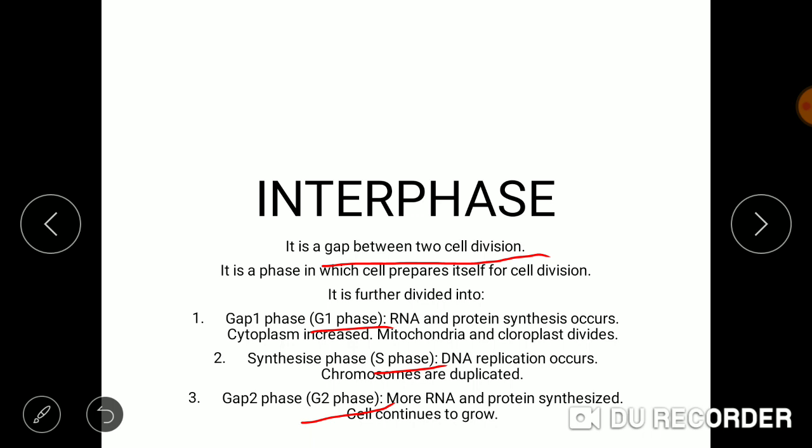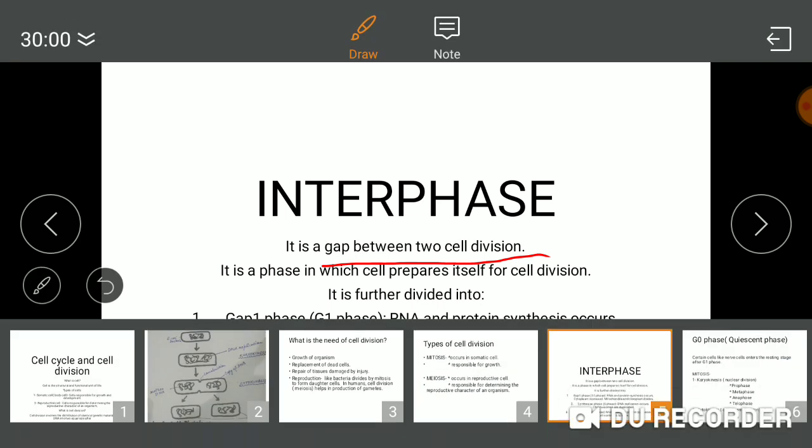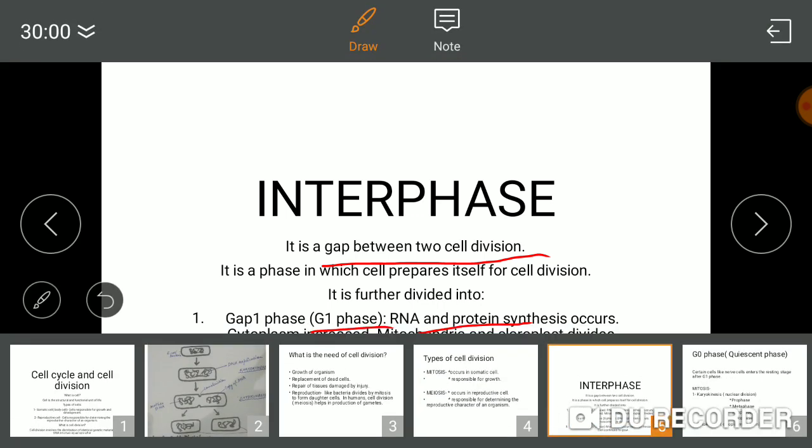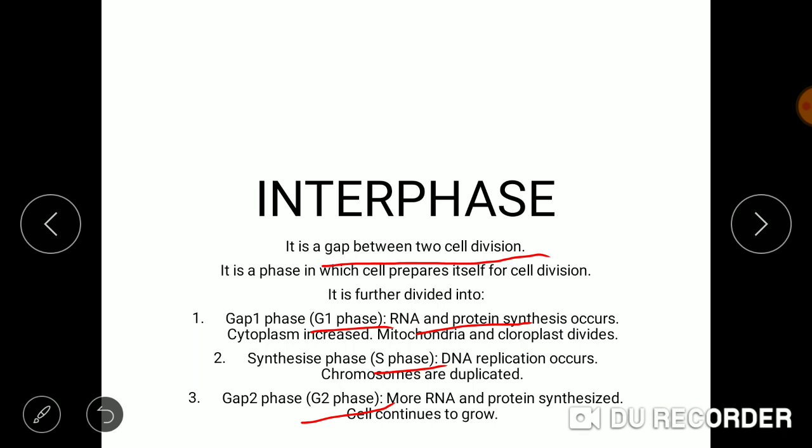In G1 phase, RNA and protein are getting synthesized. RNA and protein synthesis takes place and the cytoplasmic content increases and the cell increases in size during G1 phase. Now, since the cell has increased in size, during the synthesis phase, DNA replication will take place. DNA replication means DNA duplication will take place.